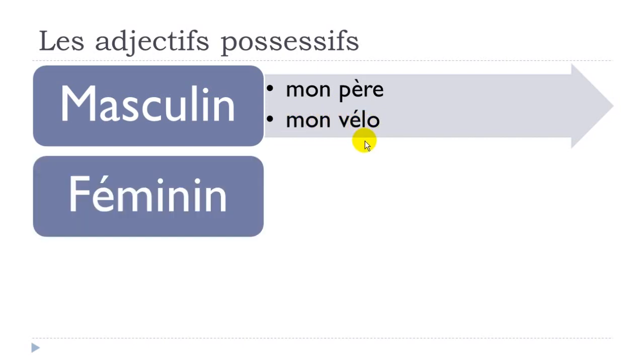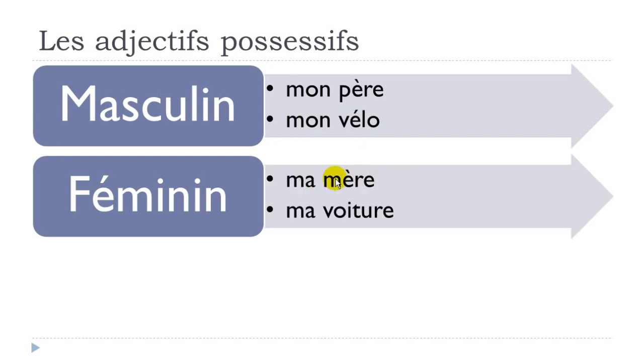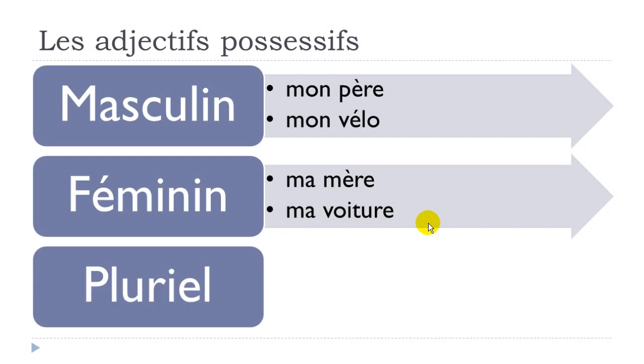All right, let's see now two examples for the feminine. Mother is feminine, and then you will have ma mère. Ma mère, my mother, ma mère, okay? Here you've got voiture. Voiture means car, a car, and it's feminine, so une voiture. Same thing here, you will put the feminine form, ma voiture. Ma voiture, okay?